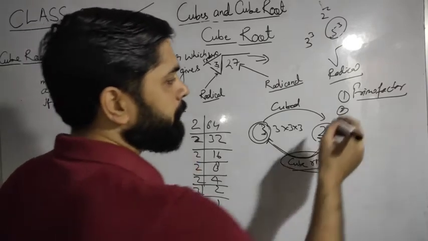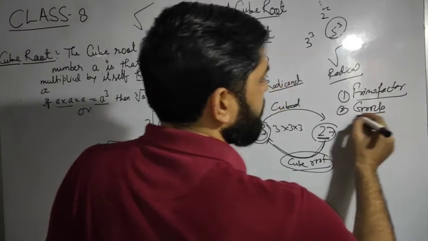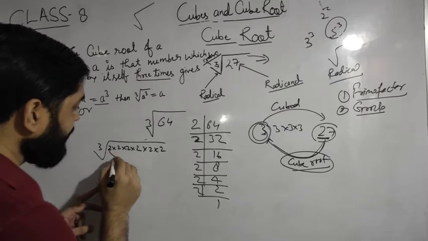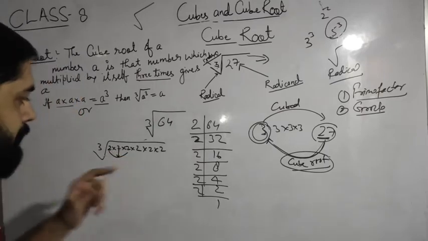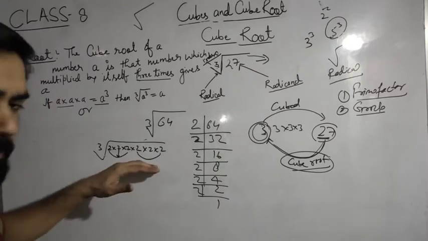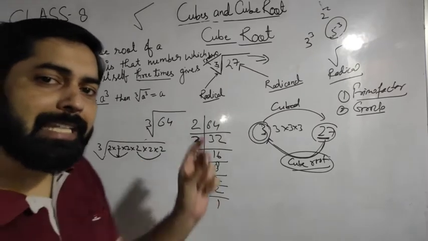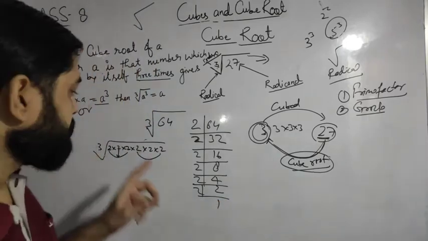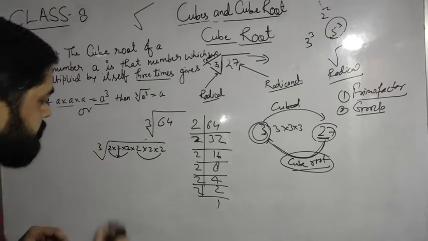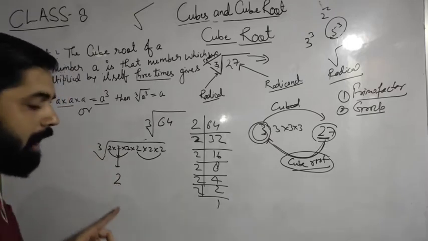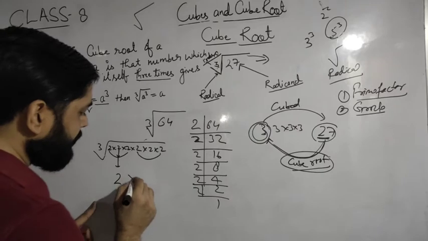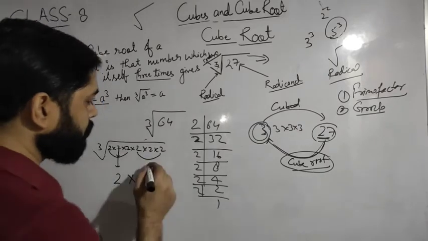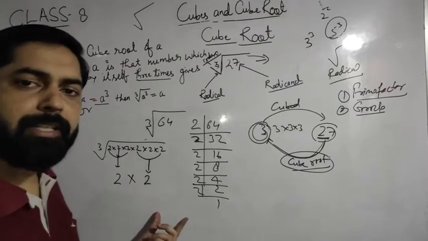Then we make the groups. How many numbers in a group? 3 numbers, all the same. Groups are made here. Now we write out, we take out which number? The group numbers. This is the first group, 2. So we take the 2 out of this symbol, and then another group, which is again 2. Then again we take out the 2.